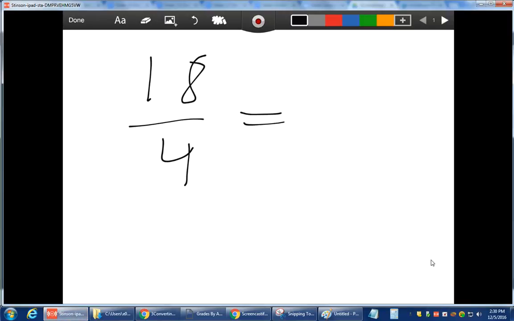So 18 divided by 4 equals. Let me first of all use some colors to denote this. The bottom number, which is the denominator, will be blue. And the denominator always stays the same. The denominator is going to be on the outside of the division. Now, the numerator, which is the top, is going to be on the inside.